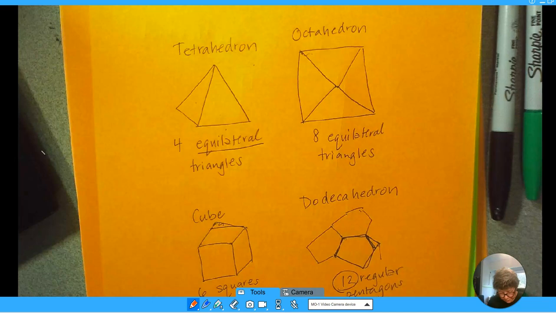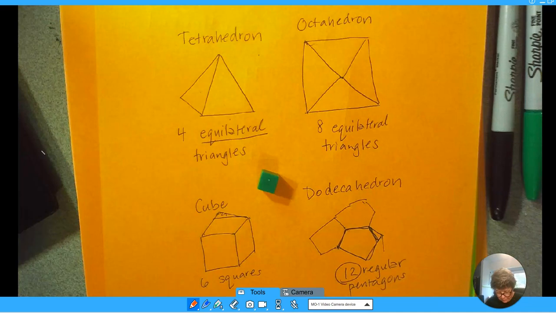So identical polygons that have sides that are the same length and angles that are the same measure. Are all sides of the square the same length? Yes. Are all angles of the square the same measure? Yes. So a cube is one of our platonic solids because the faces are squares that are identical polygons, right?